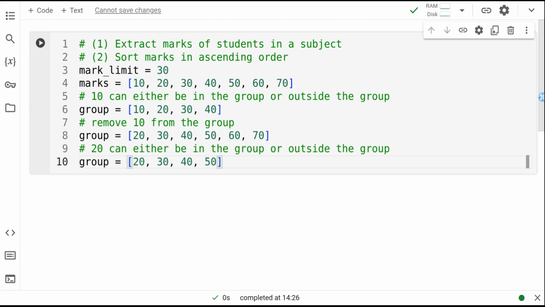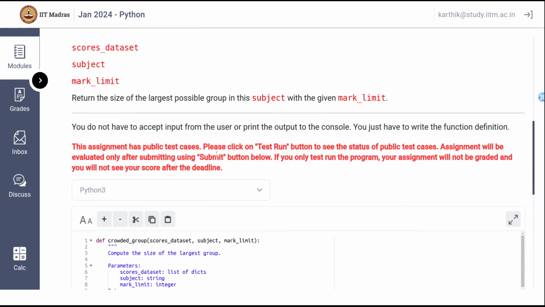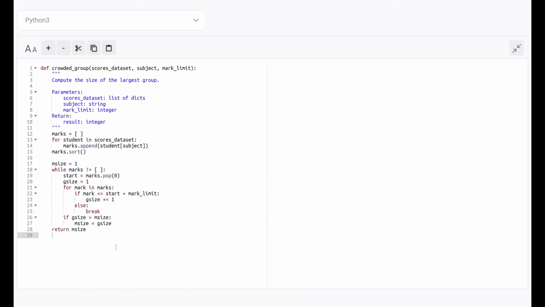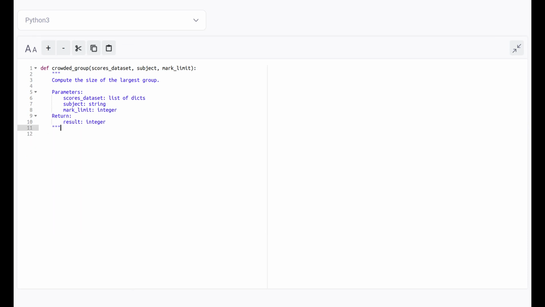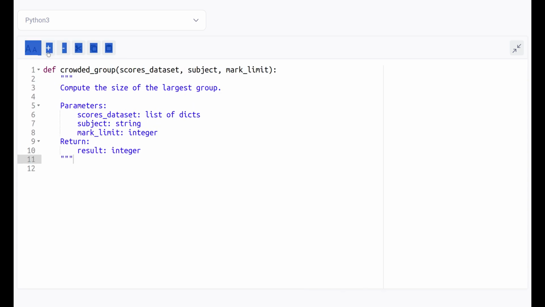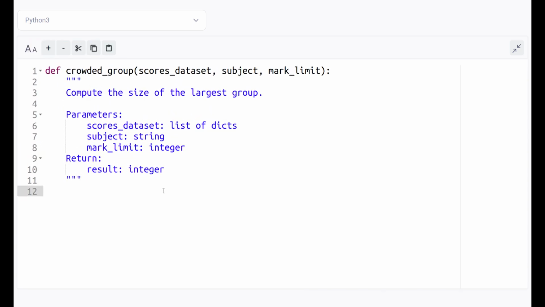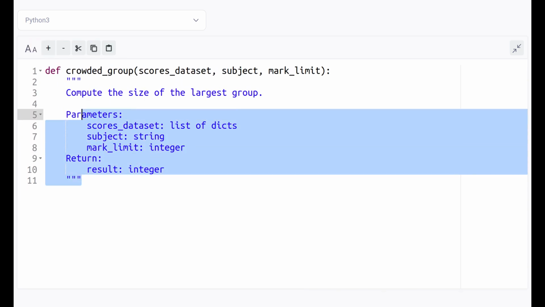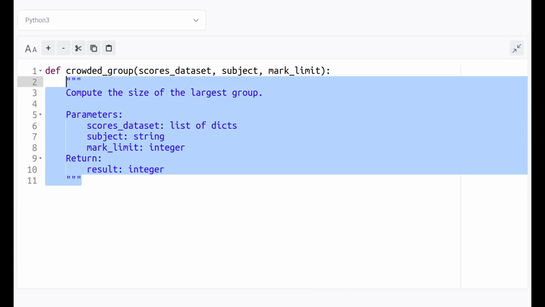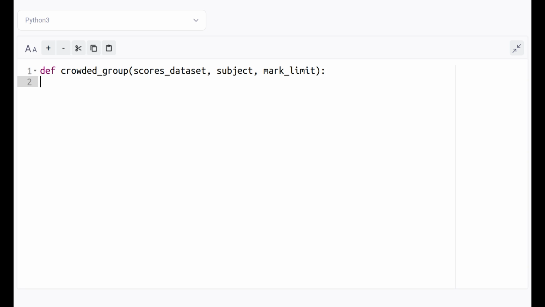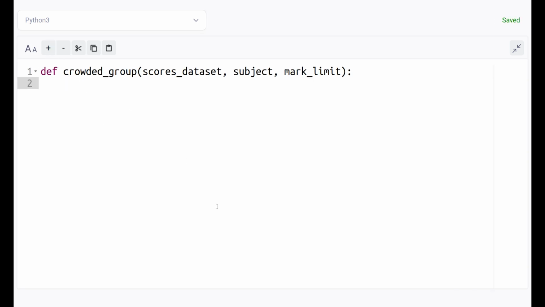I don't know if I have managed to convey this idea clearly, but let's now get started. I have already written the code. I'll delete that. I wrote that code just to see if whatever I've written is working. So now we'll get started. I know what the doc string is telling me. So first we get hold of all the marks in this subject.